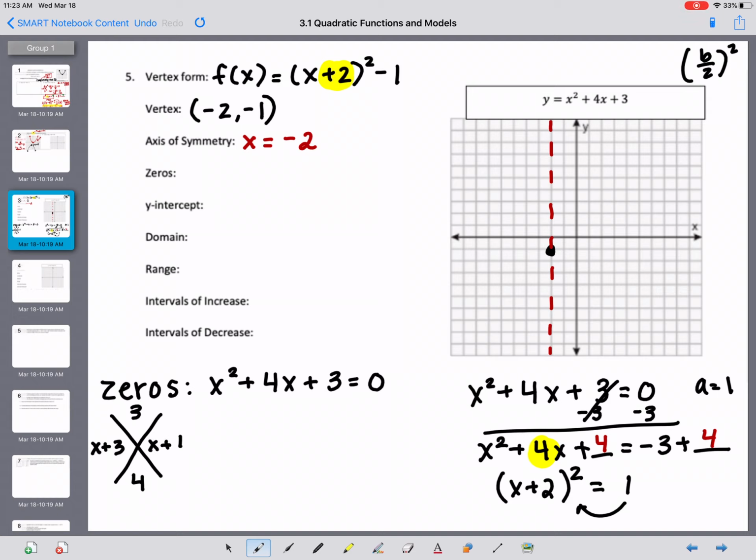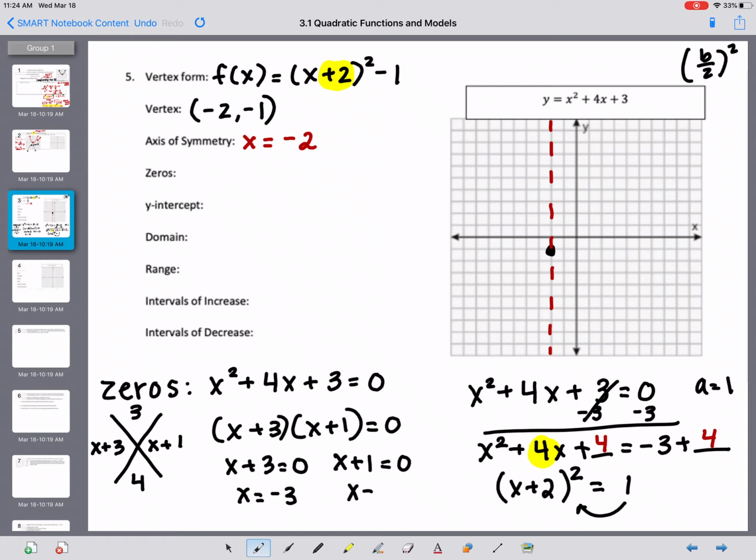And I should not have to divide here because my a value is already 1. Sorry, I apologize for my dog. So now that I have each of these factors, I'm going to set them equal to 0 and solve for x. On my first equation, this should give me x equals -3. My second one should give me -1.